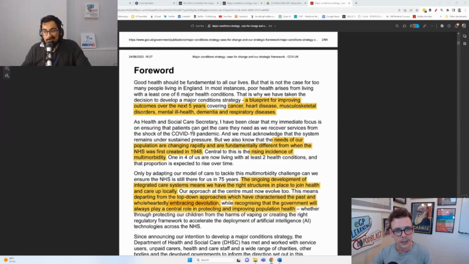Yeah, and it's interesting you talk about the overlap and the twinning, the coexistence of multiple diseases in the same person, so comorbidity, because that's quite a theme in the document as well, and it talks about the rising incidence of comorbidity. 1 in 4 of us actually live with at least 2 significant health conditions, and this is rising over time, which it talks about in chapter 1, understanding the nation's health.